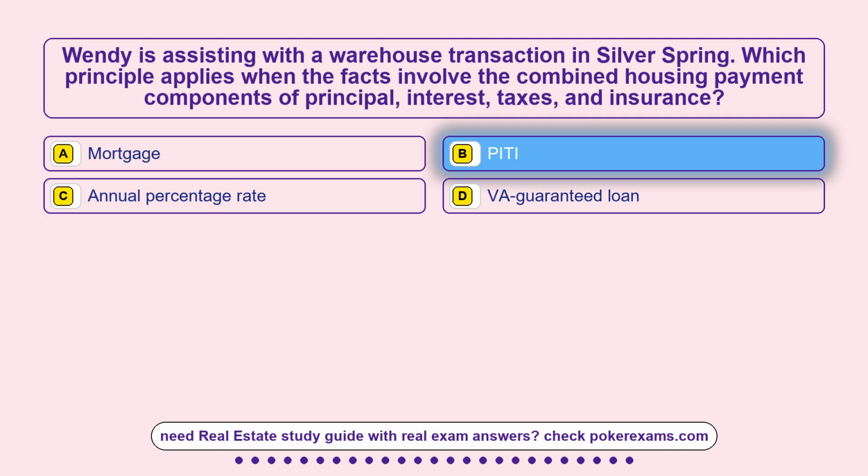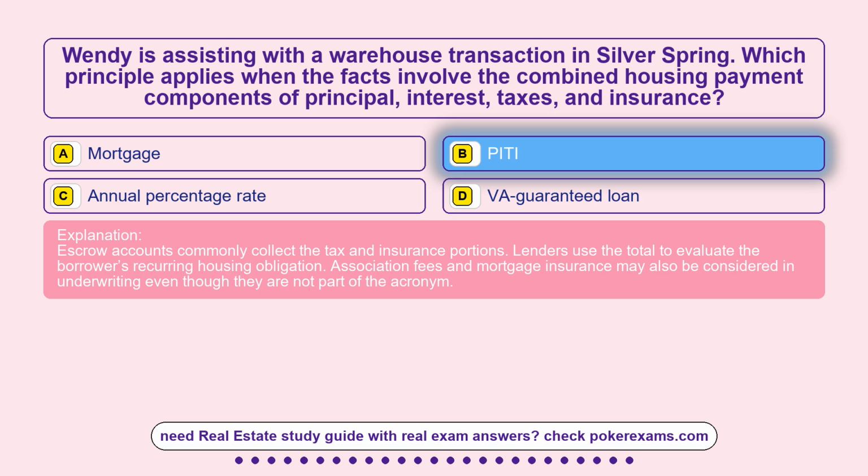The correct answer is option B. PITI. Escrow accounts commonly collect the tax and insurance portions. Lenders use the total to evaluate the borrower's recurring housing obligation. Association fees and mortgage insurance may also be considered in underwriting even though they are not part of the acronym.